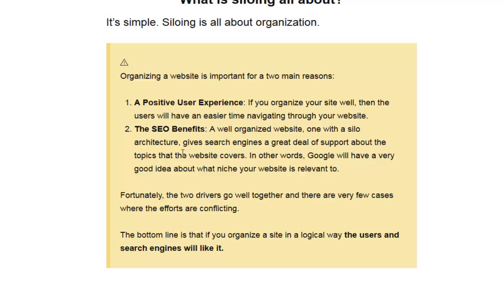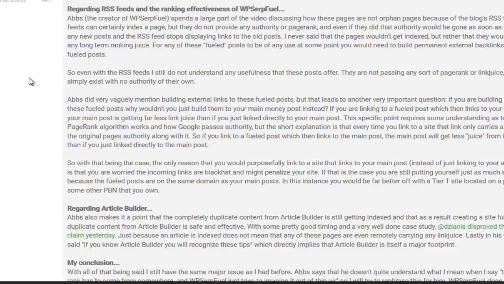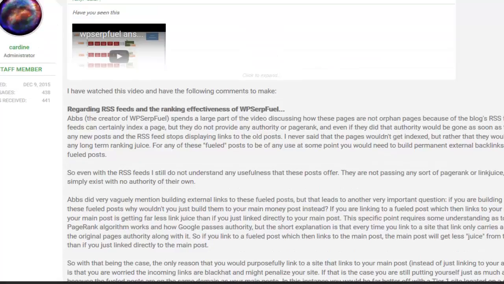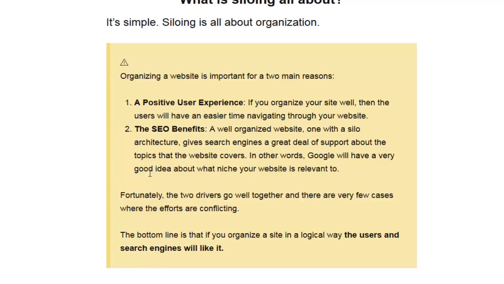But there's also a second benefit, guys. Now this is the benefit that I believe Cardine is missing. She's missing the whole, or he's missing the whole picture. I'm really sorry, you're a female or you're a male, I really don't know. I haven't come across this name too often, so I do apologize. I don't mean to insult you in any way. But yes, what you're missing is this picture here, the SEO benefits.